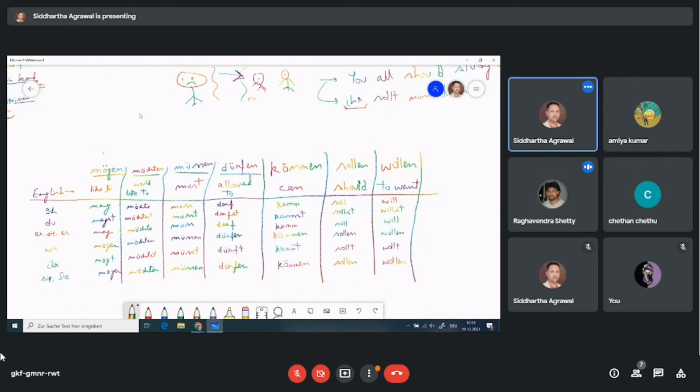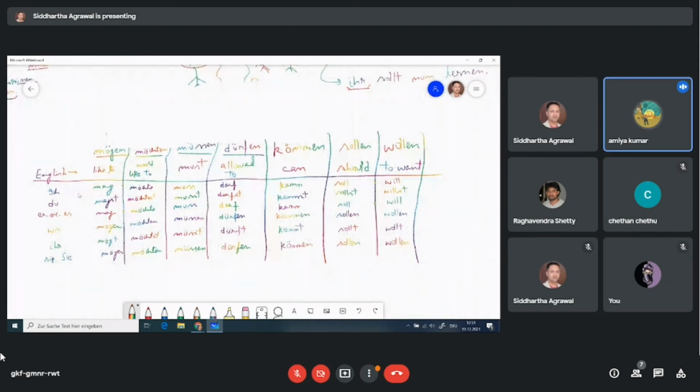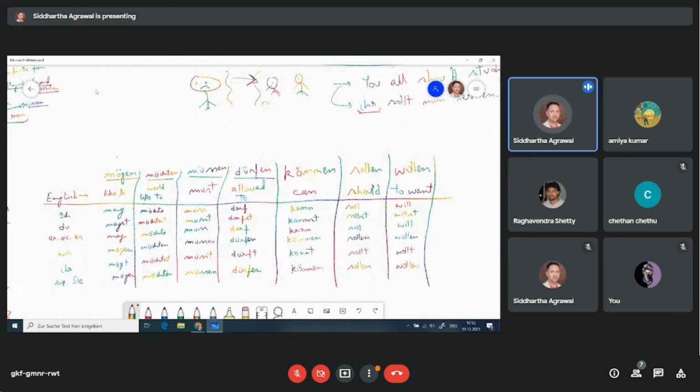Yes, the second one. Möchten. Möchten is the word. Rauchen. Möchten Sie rauchen. Right. I will do one thing. I'll post the question here only, so you can see the chart also.